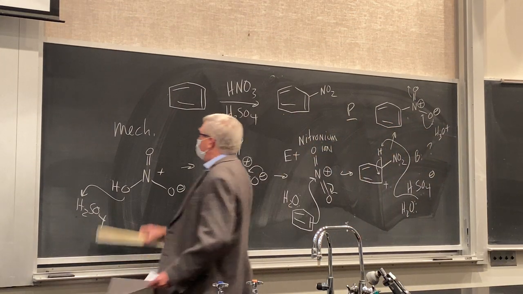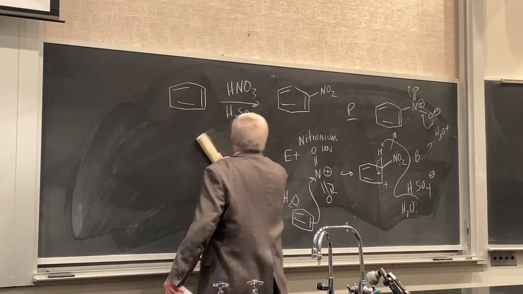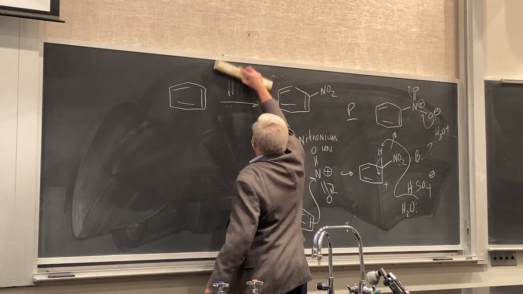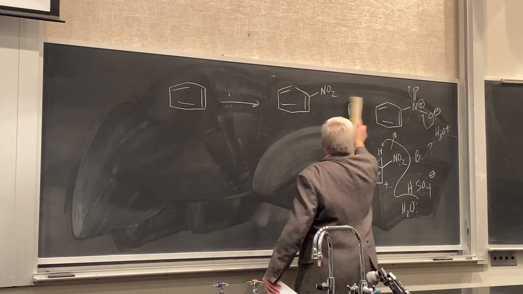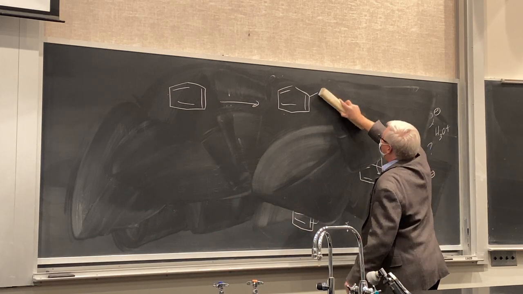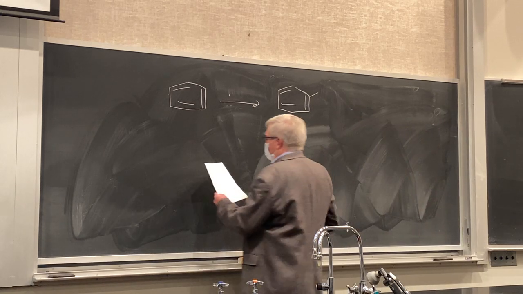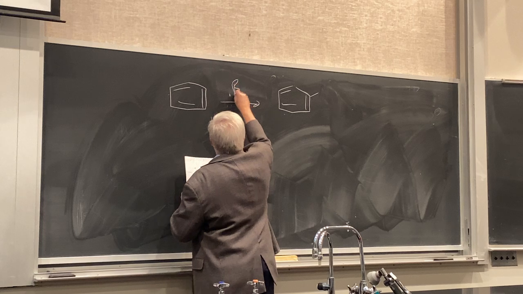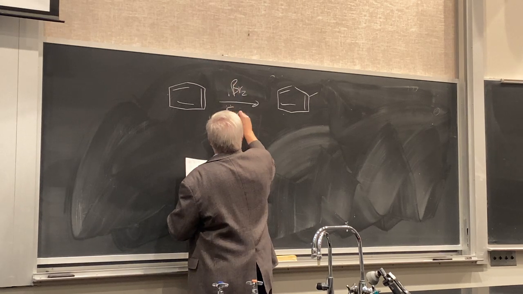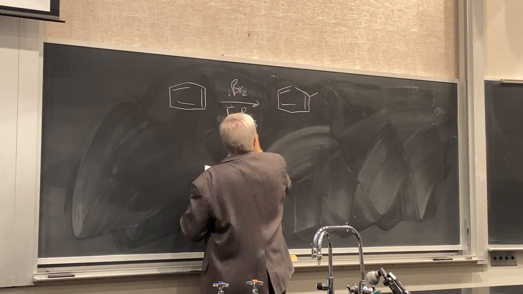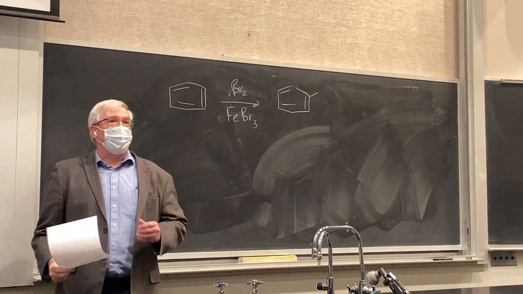So, same reaction with benzene, electrophilic aromatic substitution, not a nitro group now. We're going to halogenate, and we're going to need bromine, Br2, and ferric bromide. Not ferrous, this is ferric.